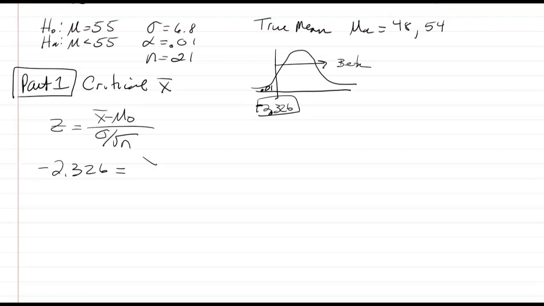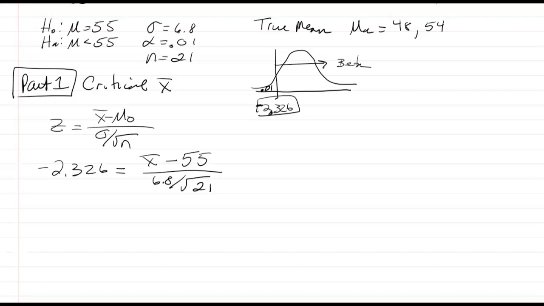Negative 2.326. Okay. We don't know Xbar. That's what we're looking for in this particular problem. We do know mu sub 0 is 55. The sigma is 6.8 divided by the square root of 21.